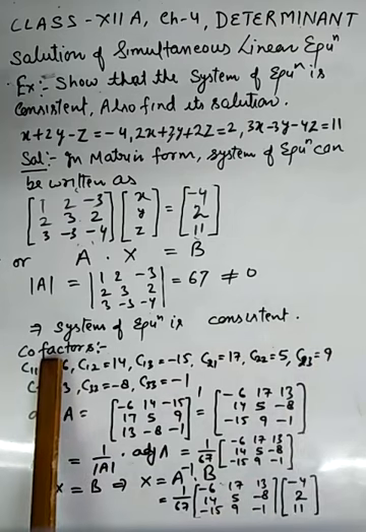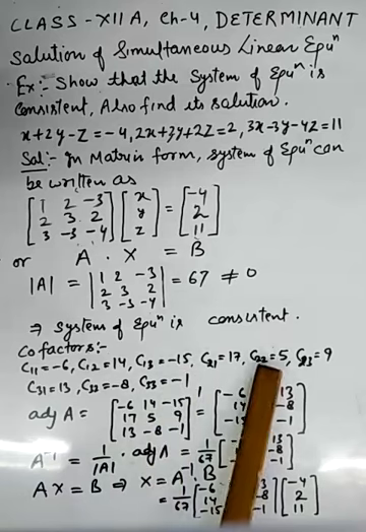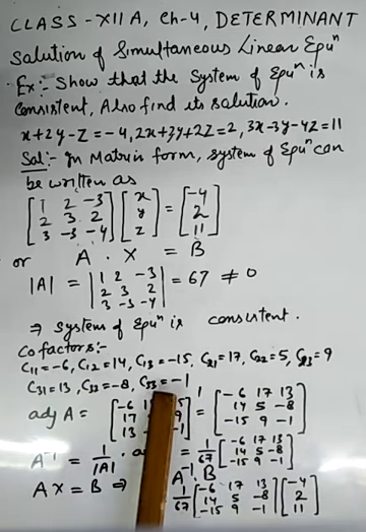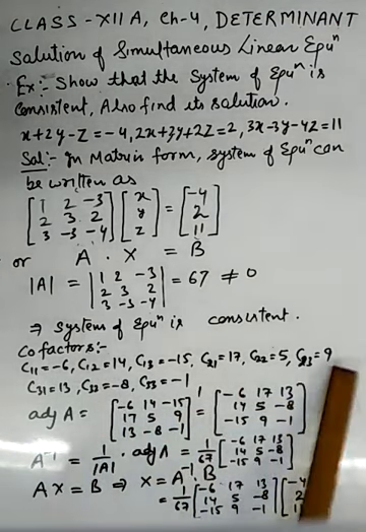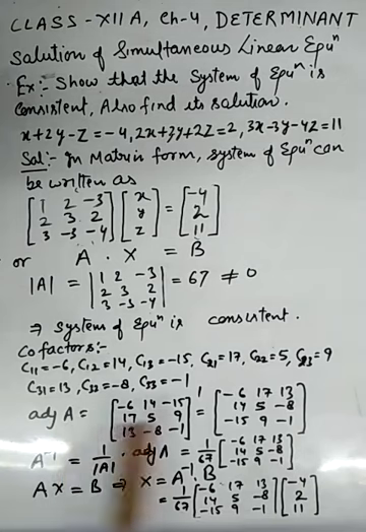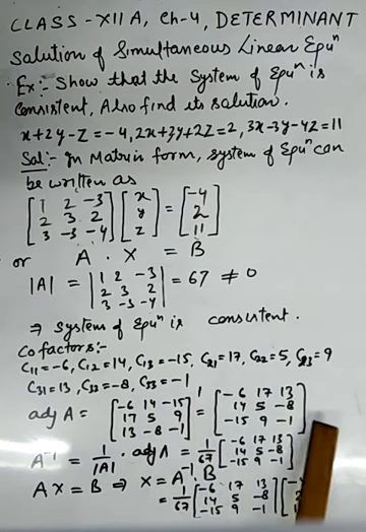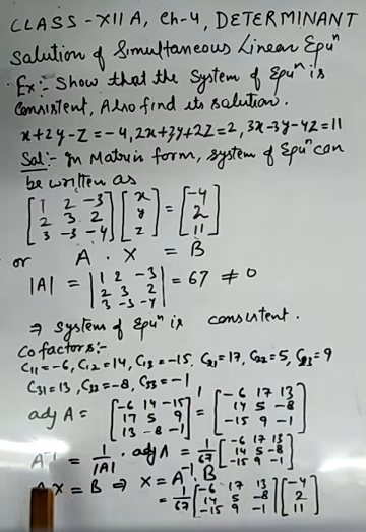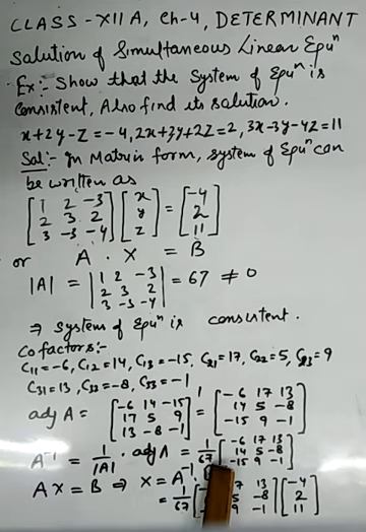First of all, find the cofactors of the matrix A: C11, C12, C13, C21, C22, C23, C31, C32, C33. You know how to find the cofactors. With the help of cofactors, find the adjoint of A, which is the transpose of the cofactors matrix. When transposed, rows change into columns, so we get the adjoint of A. We know the formula of A inverse: A inverse equals 1 upon determinant of A into adjoint of A. Put the values: determinant of A is 67, adjoint of A is this.